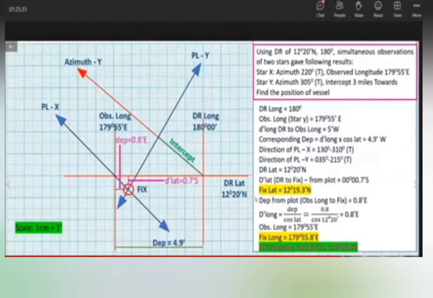You should know all the five methods, how the position line is plotted. That's why when we did the methods, for every method I showed you the diagram. So it is very important that you have clarity, because if that is not known, then questions will go wrong, beta. Yes, sir. So that's important. Okay.